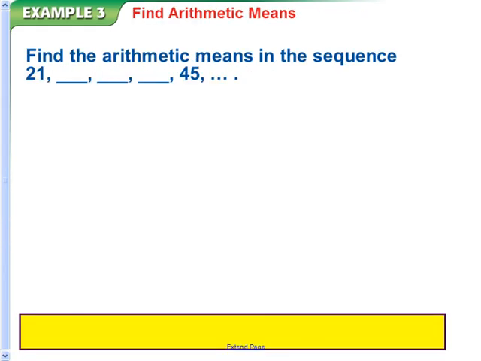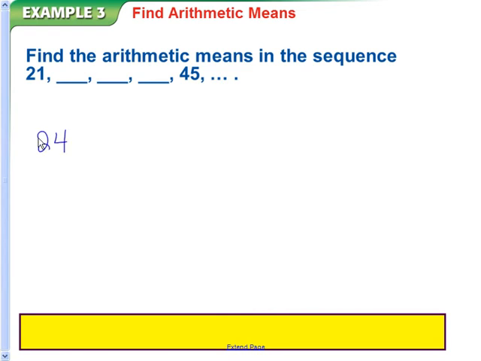Find two arithmetic means between those. Find the arithmetic means. There's actually 3 of them there. Okay, so what we have to do is figure out what is the pattern that is going to continue this on so that we can get to 45 in 4 terms there. Okay, so the way that we could do this is take 45 minus 21. And you end up getting 24. So the distance overall that we need to cover is 24.